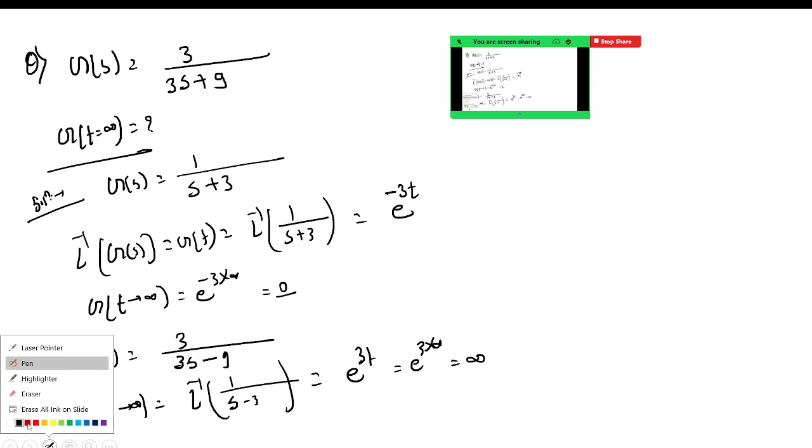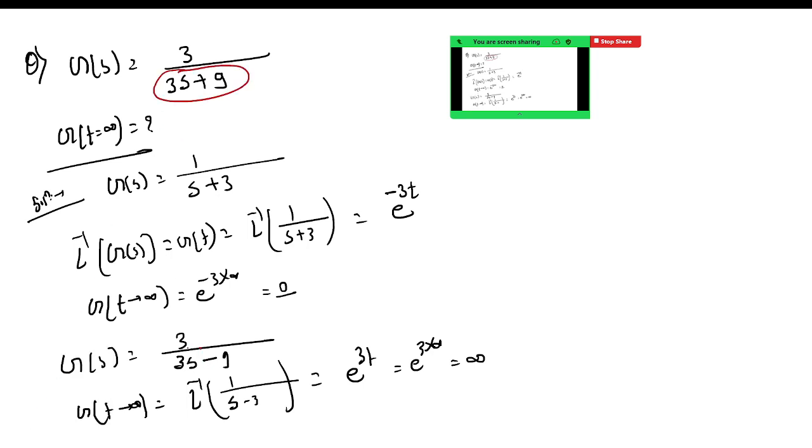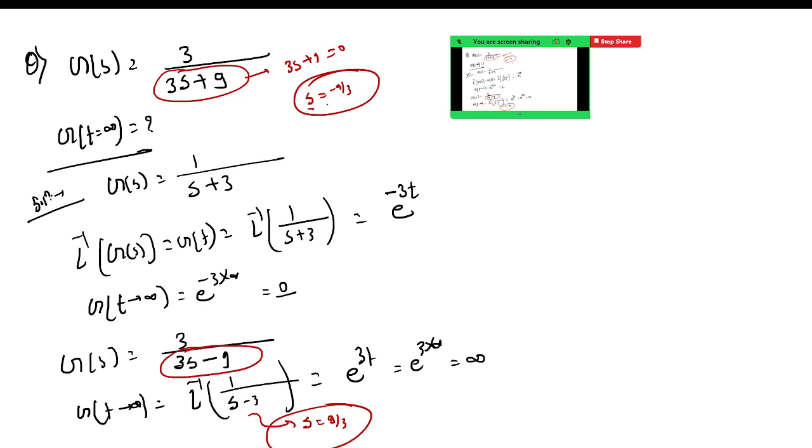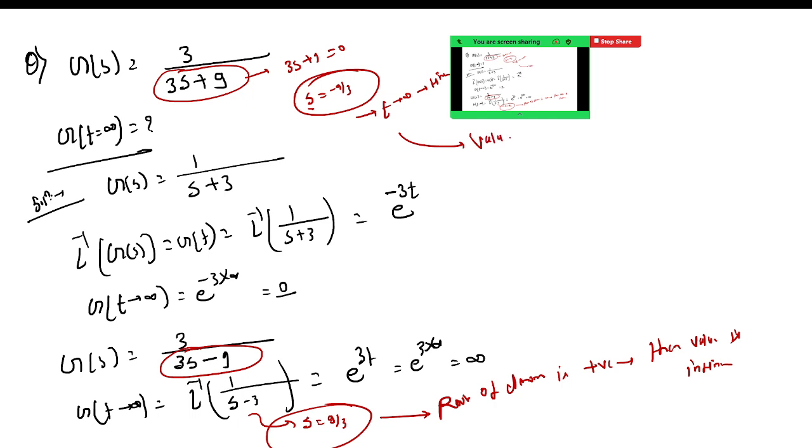So here, look at the denominators. The denominator over here is 3s plus 9. Let's make it 0, so s equals minus 9 by 3. Here, s equals 9 by 3. If the root of the denominator is negative, then at t tending to infinity it comes out as a finite quantity. But if the root of the denominator is positive, then the value is infinite.